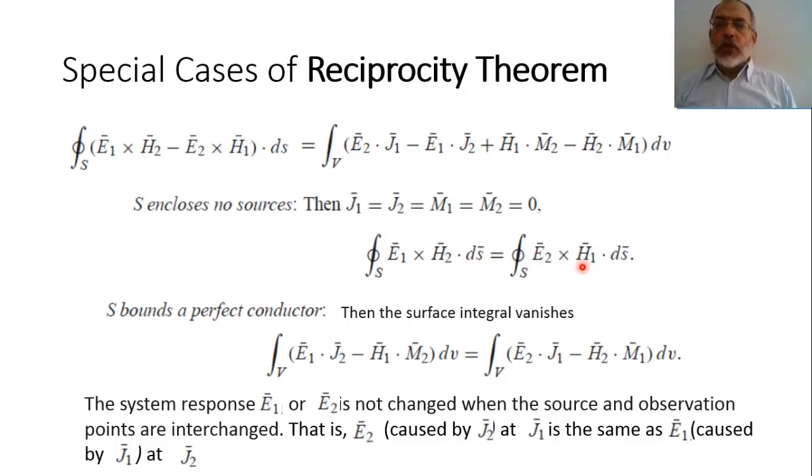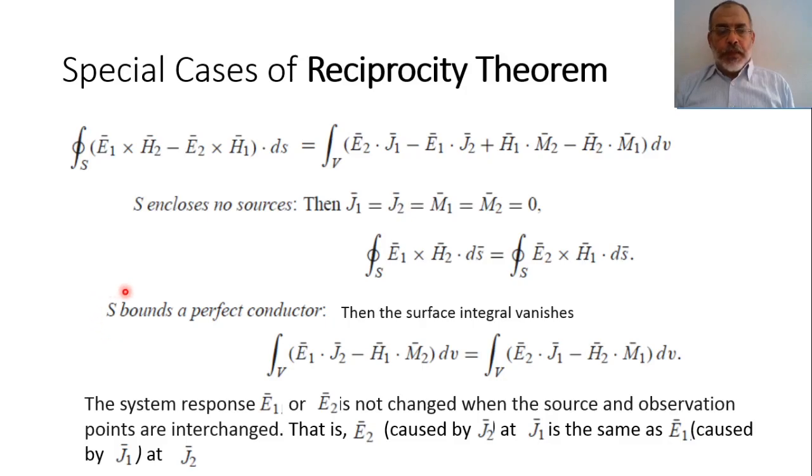So if I replace E1, H1 and E2, H2 in their positions, we can read it as E2 cross H1 equals E1 cross H2. So, if I start from 1 to 2, it is as if I have put 1 instead of 2 and 2 instead of 1. So, this is reciprocal.